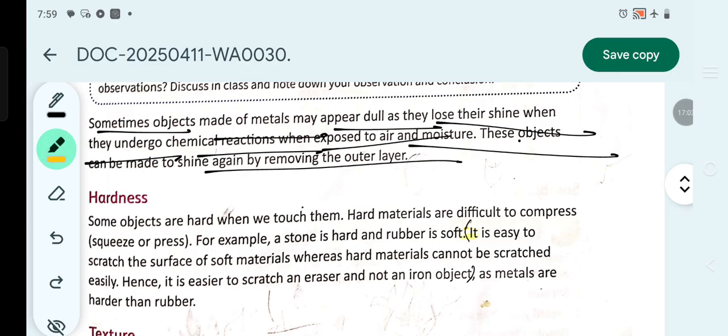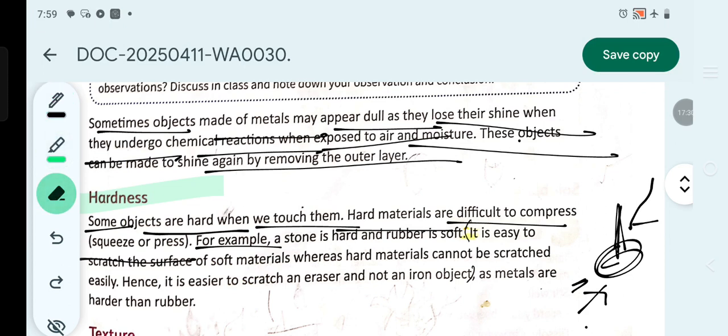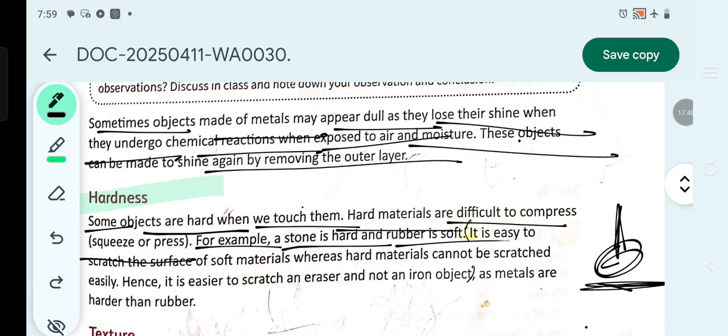Now let's see the next property, which is hardness. Some objects are hard when we touch them. Hard materials are difficult to compress, squeeze or press. For example, compressing is something like a sponge. You have seen a painting sponge. When you compress it, it compresses, and when you leave it, then it will expand again. That's what compressing is. For example, a stone is hard and rubber is soft.